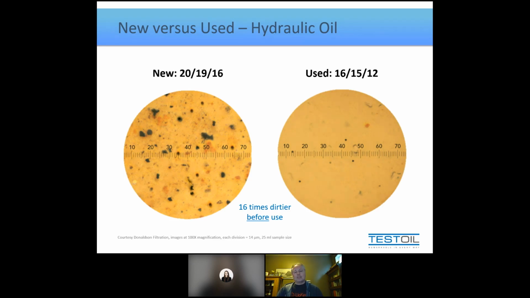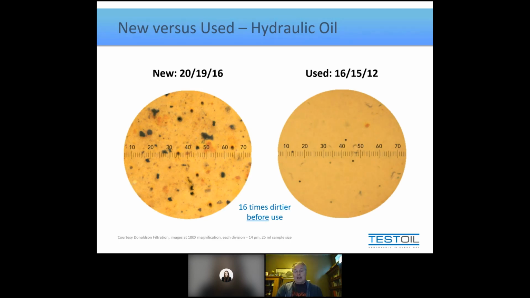So if you pour it into a system that's running at 16/15/12, you are shocking your system with oil that is about 16 times dirtier before it's been used than what the system wants. So this takes us all the way back to my statement before when I said 20/19/16 is roughly 8 to 32 times dirtier than most OEMs would recommend. So how did I get that? It's about 3 to 5 ISO codes higher than most OEM recommendations.